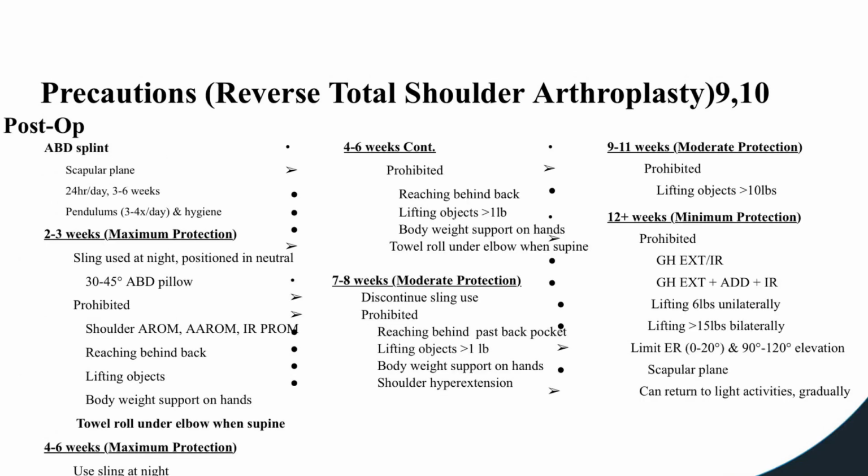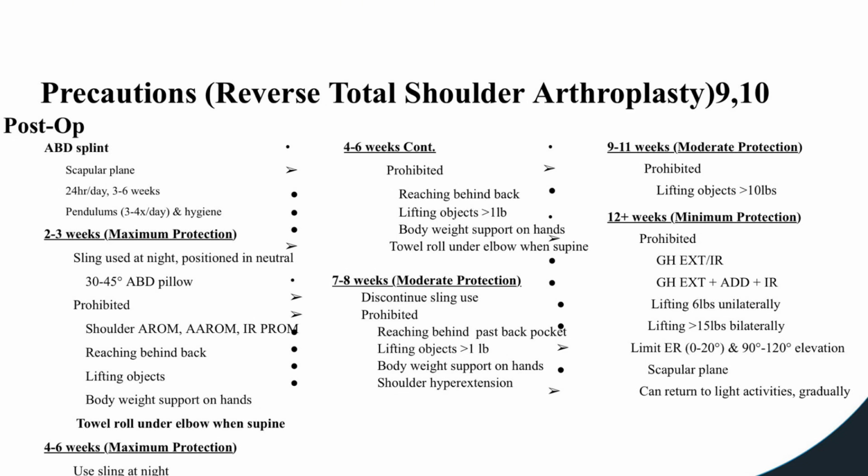Okay, so here are some of the post-op precautions for an RTSA. In comparison to a regular TSA, an abduction splint is required, whereas for a regular TSA, if they haven't had a rotator cuff repair, you want to stop using the sling during the day as soon as possible, unless you have a rotator cuff repair, then it's required to use in a regular TSA. But for RTSA, the abduction splint is required, and it's used continuously for 3 to 4 weeks, and only taken off for hygiene and exercises or passive range of motion.